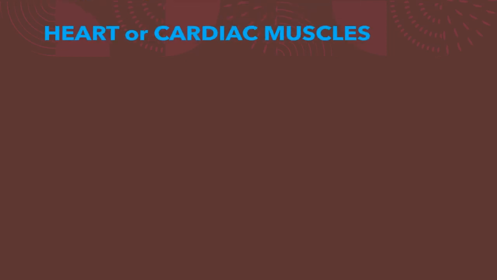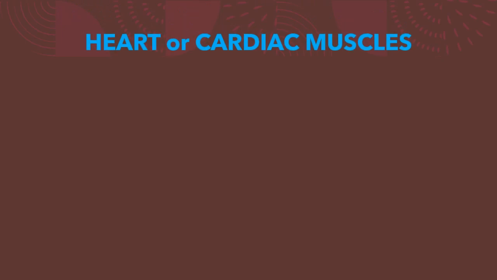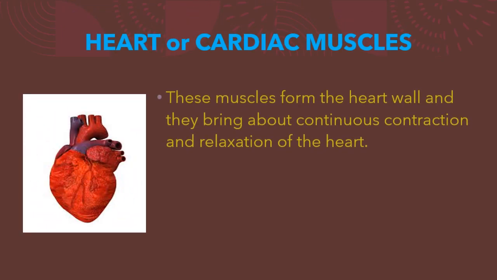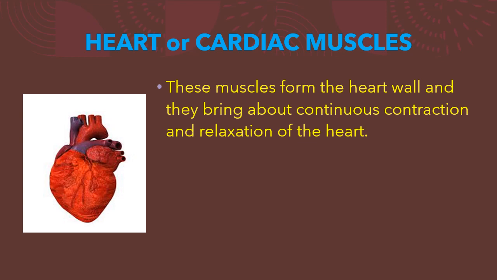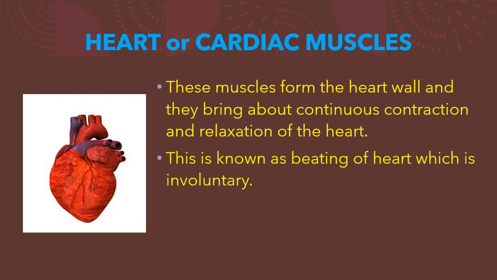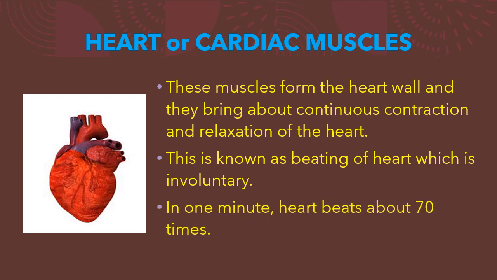The next type of muscle, heart or cardiac muscles. These are the muscles which form the heart wall, the outer covering of the heart, and they bring about the continuous contraction and relaxation. The heart contracts, it relaxes, it contracts, it relaxes, which we call heartbeat. This is the beating of the heart, which is involuntary. We cannot carry out the movement of these muscles according to our will. A normal heart beats about 70 times in 1 minute.